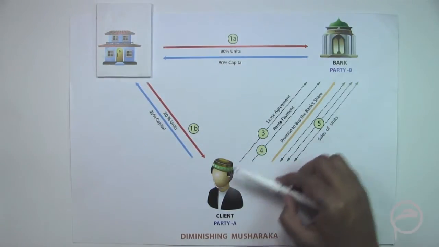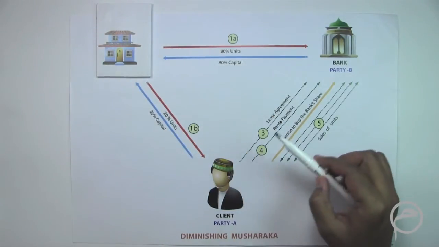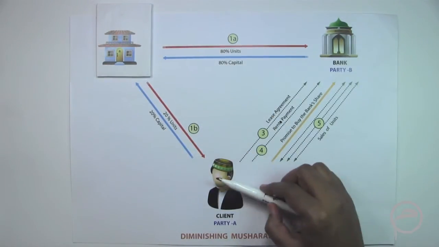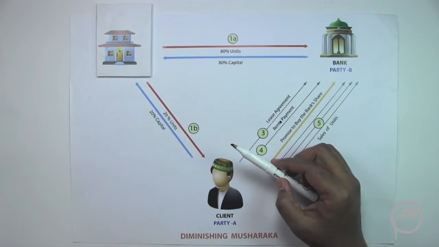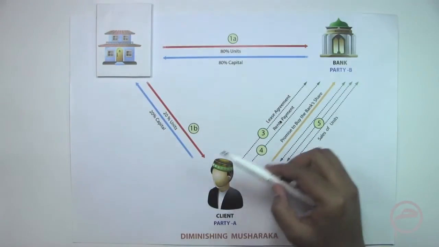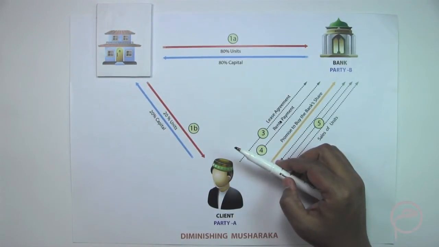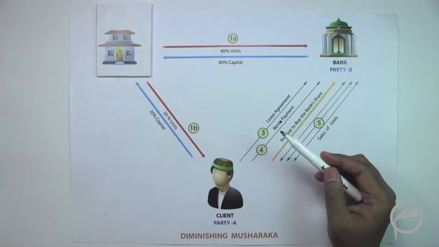During the term of the lease, because someone has to maintain the property, the bank appoints the customer as its service agent to maintain the property, to do certain actions like taking out, for example, insurance of the property. And because this is an Islamic transaction, it has to be a takaful, which is an Islamic insurance.